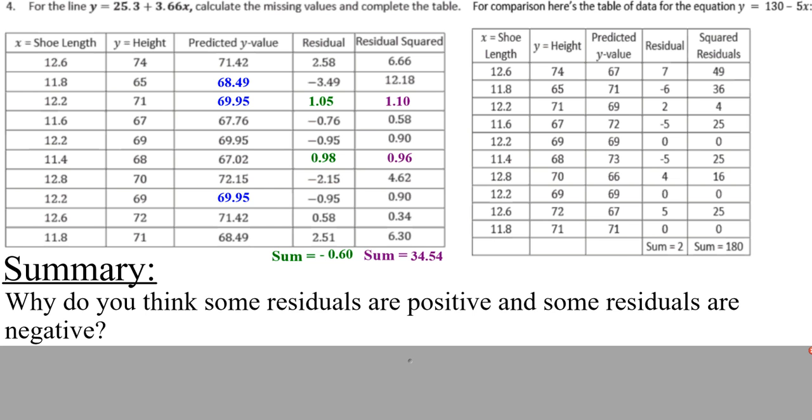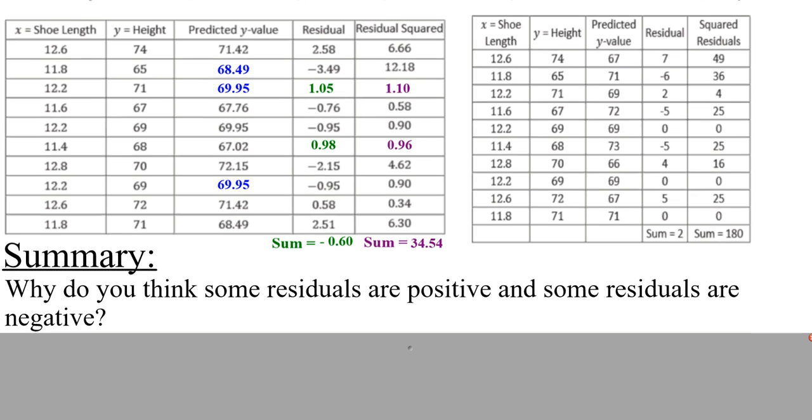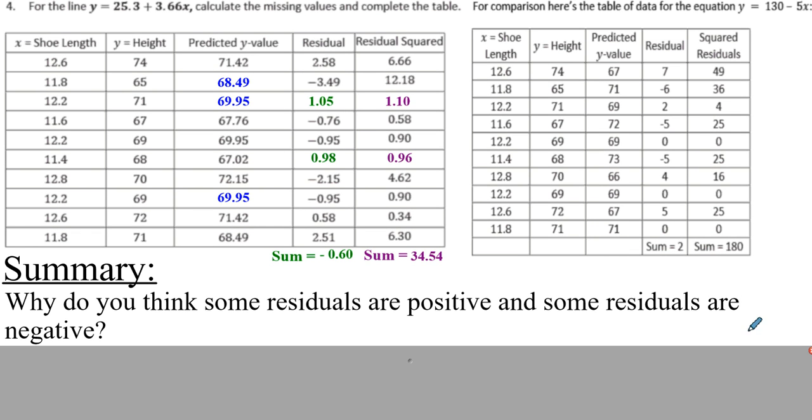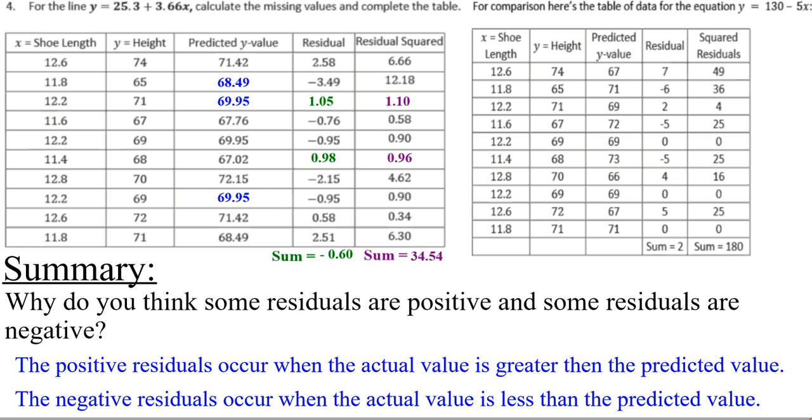So let's go over a couple of things. Why do you think some residuals are positive and some are negative? Well, when we calculate the residuals, it was the actual minus the predicted. So depending on our model, depending how accurate it was, that's why some were positive and some were negative. Some were over-predicted and some were under-predicted. So the positives occurred when the actual value was greater than the predicted, and the negatives occurred when the actual value was less than the predicted.